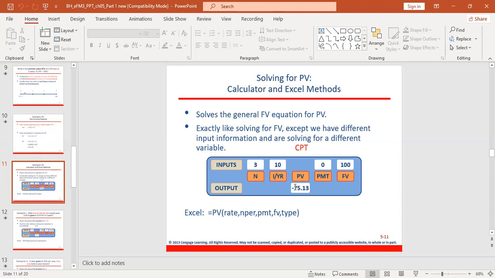Now, why do we have minus here? The reason is that by default, the financial calculator is programmed in such a way that if all the inputs are positive, the output will be negative. If one of the inputs is minus, the output will be positive. So the final answer is 75.13, not minus. Although the answer shows minus 75.13, the final answer is actually 75.13. So you ignore the minus sign.